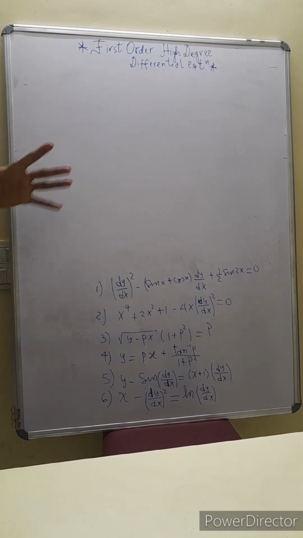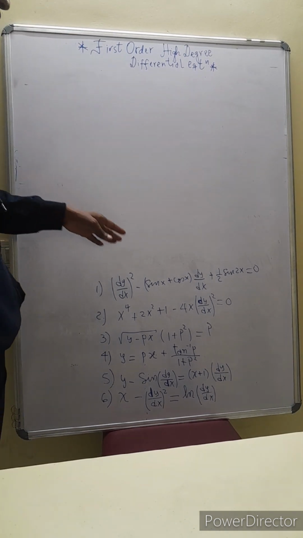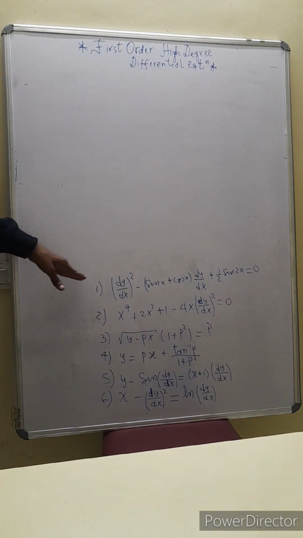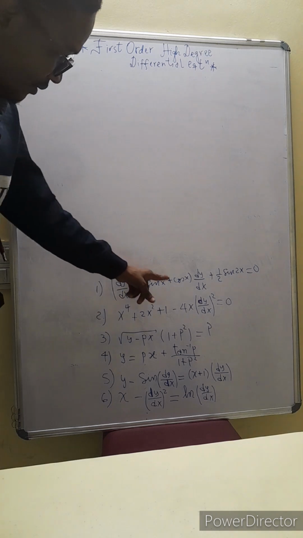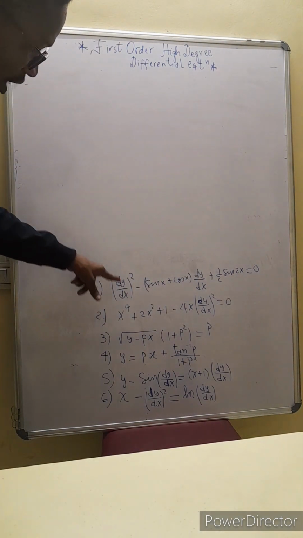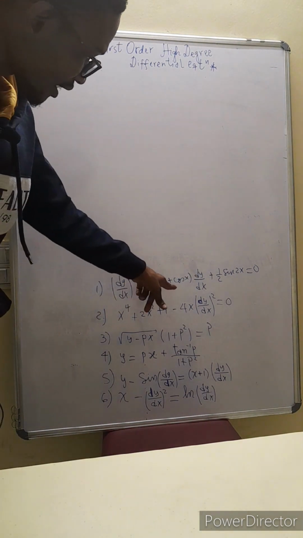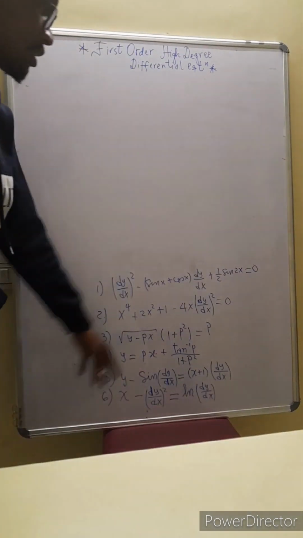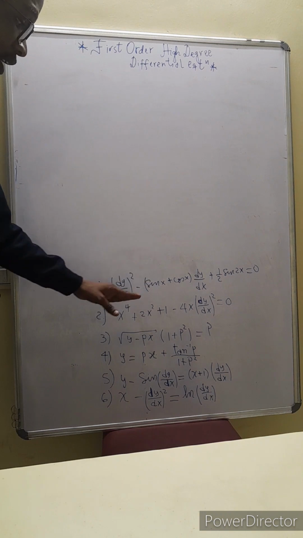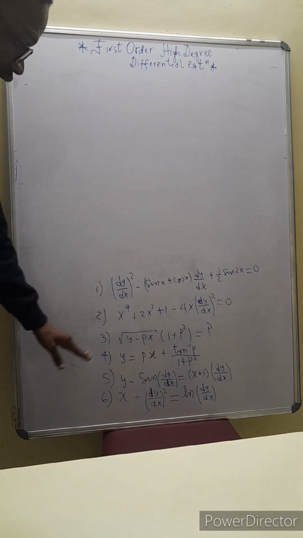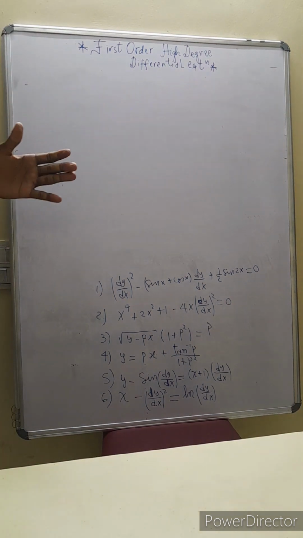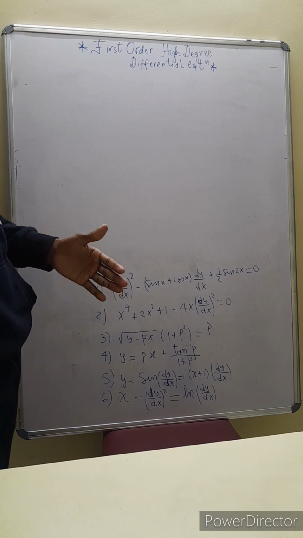Now I want you to look closely at this equation right here, okay? Here we have an equation like this. The first equation is (dy by dx) square sine of x plus cos x dy by dx plus 1 by 2 sine of 2x equal to 0. This is the first equation, and this is the second one, this is the third, the fourth, and the fifth. The first thing is how to solve this equation, okay?